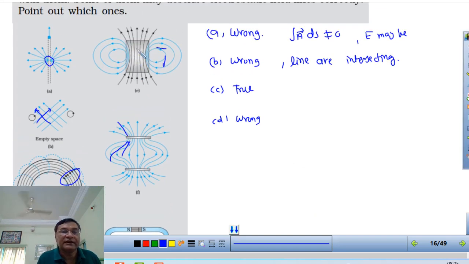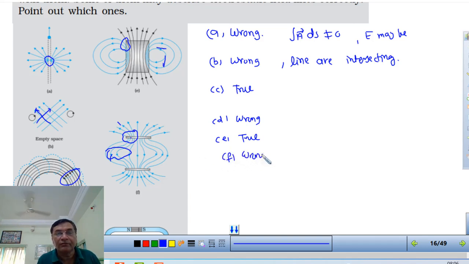In E, yes, it is like a bar magnet. Wherever you draw the closed surface, you will get 0. So it is right. It is true for magnetic field. Again here, if you take the closed loop here, you can say that it is a magnetic field. But if you take the closed surface here, lines are coming out, not entering. So it is again wrong. It is not a magnetic field.